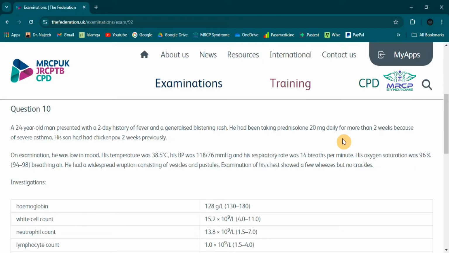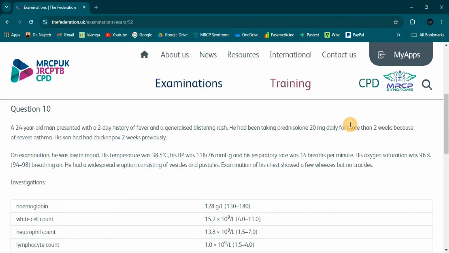So any patient who is taking prednisolone 40 milligram or more for longer than 7 days, or who is taking prednisolone 20 milligram or more for longer than 14 days is classed as immunocompromised. 40 milligram greater than 1 week, 20 milligram greater than 2 weeks. So this falls under the immunocompromised state.